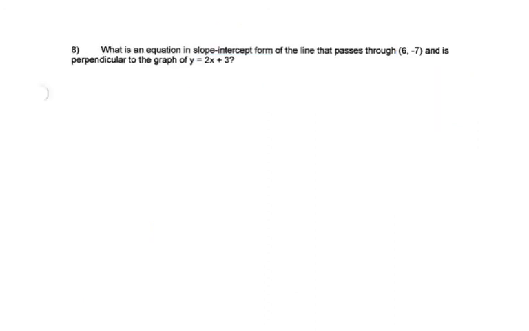Let's move on. All right, last one. What is the equation in slope-intercept form of the line that passes through (6, negative 7) and is perpendicular to the graph of y equals 2x plus 3? So again, it is slope-intercept form, which is y equals mx plus b. (6, negative 7) is the point.